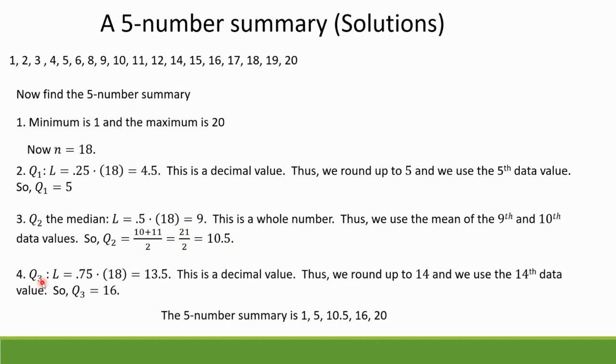Q3. L is 0.75. So we do 0.75 now times 18. 0.75 times N. N is the number of data values. So we have 0.75 times 18, which is 13.5, which is a decimal. It's not a whole number, so we round up to 14 in this case.